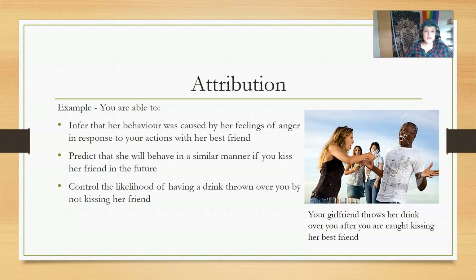And you can control the likelihood of angering your girlfriend and having her throw a drink over you by not kissing your friend. You can also respond appropriately by apologising to your girlfriend as you have attributed her behaviour to your own actions.